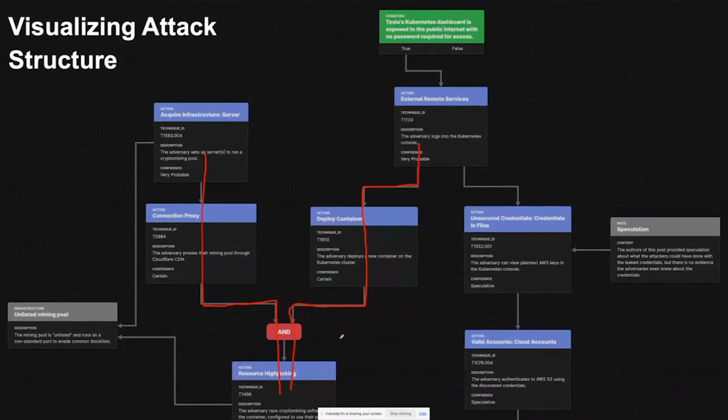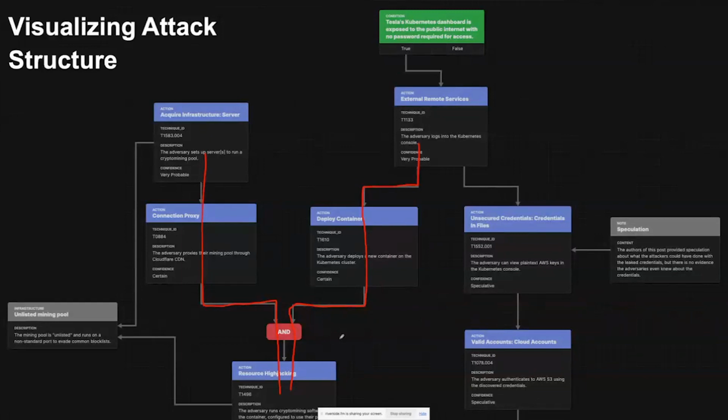So the adversary had to do that work up front to set up the infrastructure, but then they also had to do that work on the Tesla network in order to gain access and set up their crypto mining operations. And so this is a really rich way for us to reason and play through what if scenarios. How do we block this attack? How do we prevent something like this from happening in our own organization?